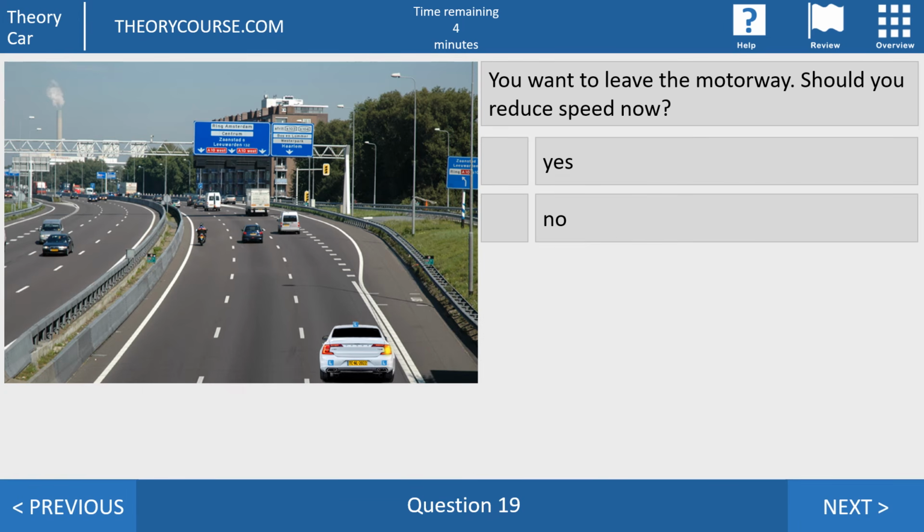Almost the final question, but first question 19. You want to leave the motorway. Should you reduce your speed right here and now? Yes or no? And the right answer is no, because you keep on driving till you are out of the motorway, you're on the deceleration lane. There you reduce your speed, not here. First go off the motorway and then reduce your speed.